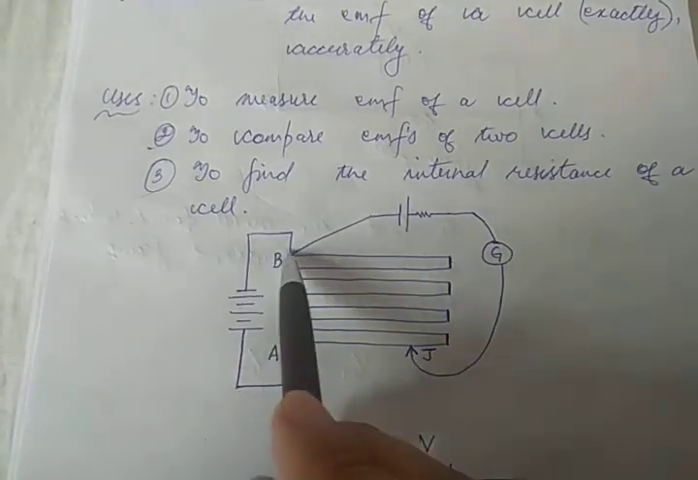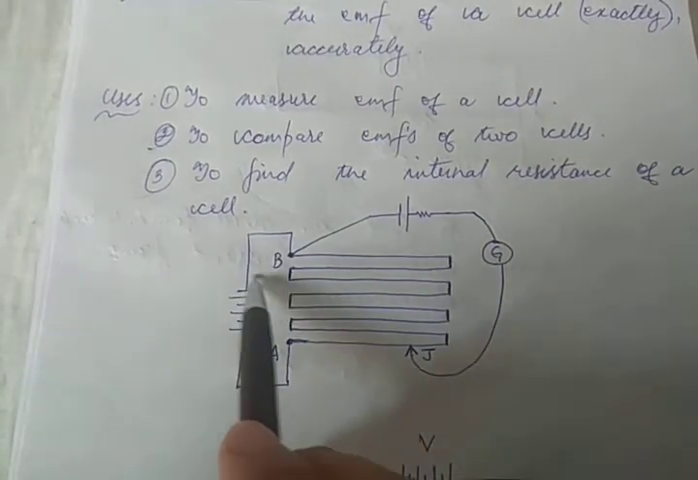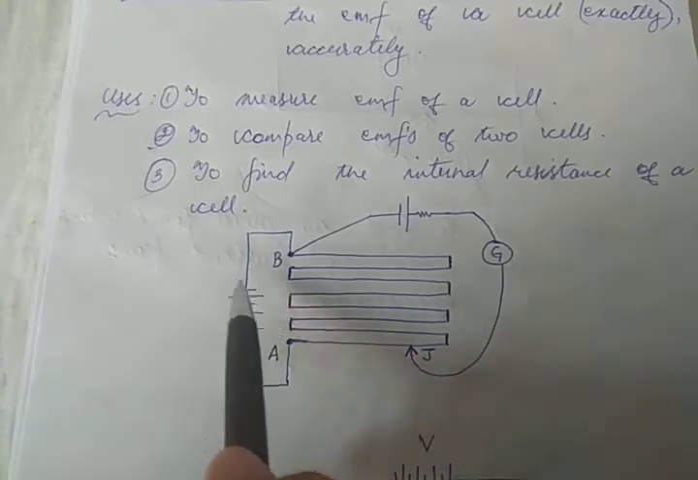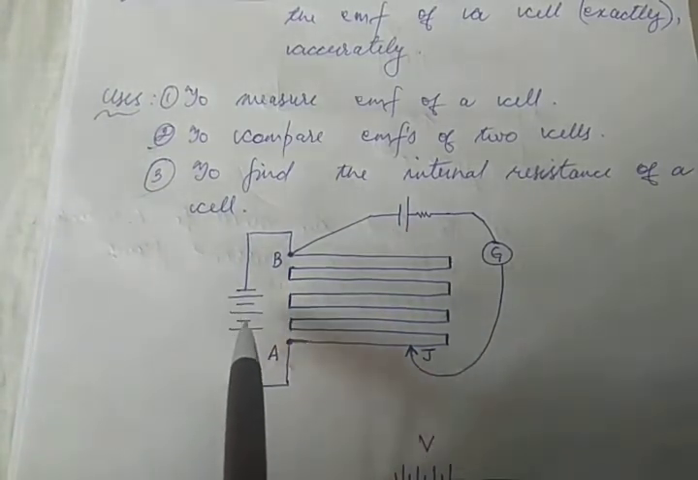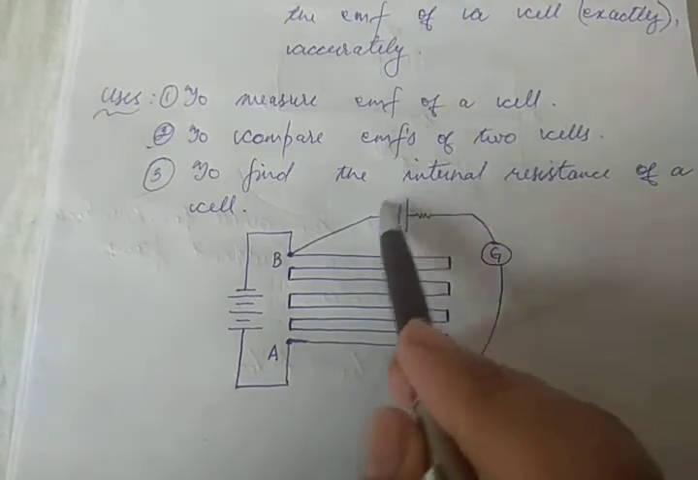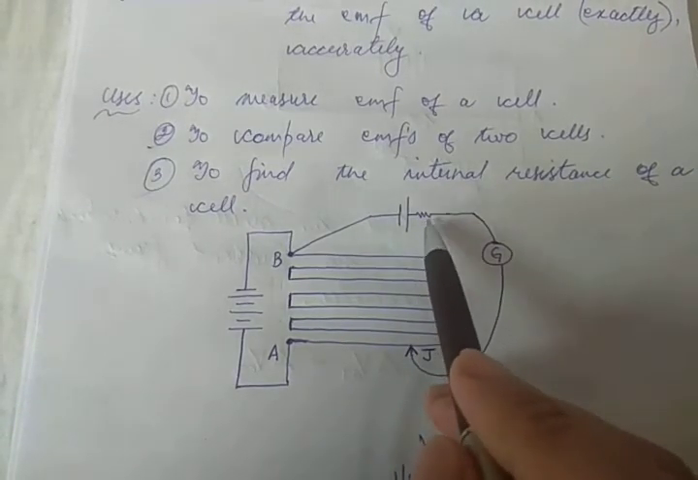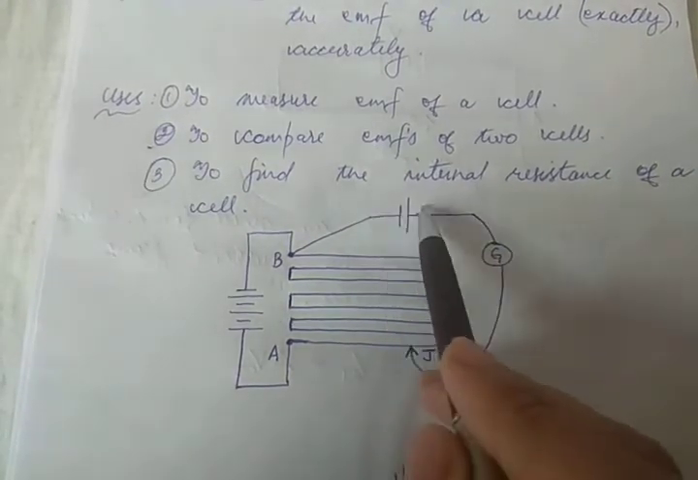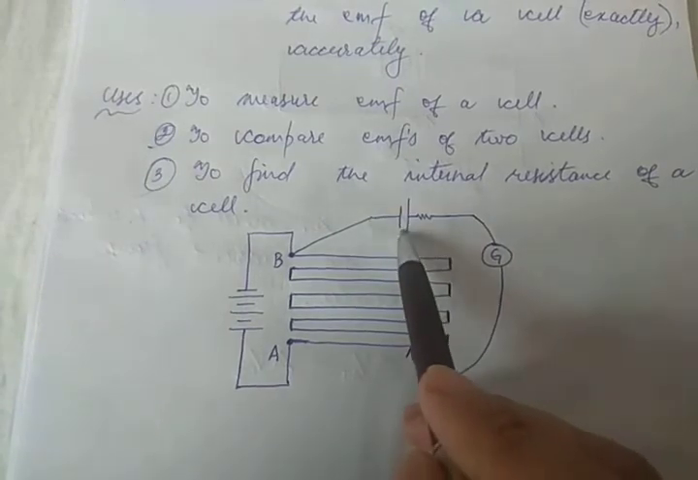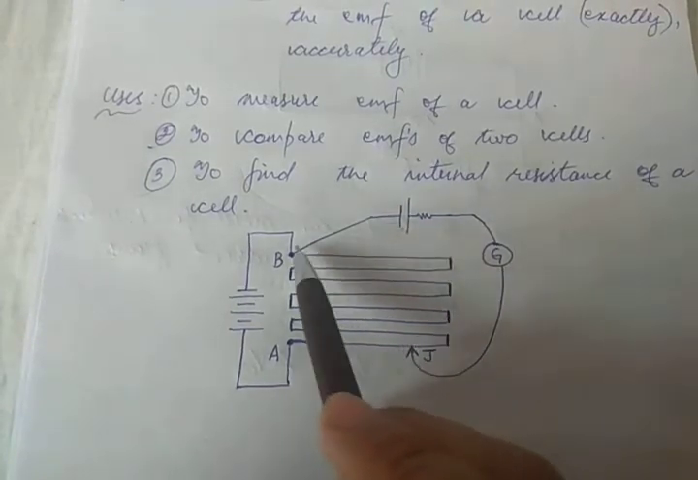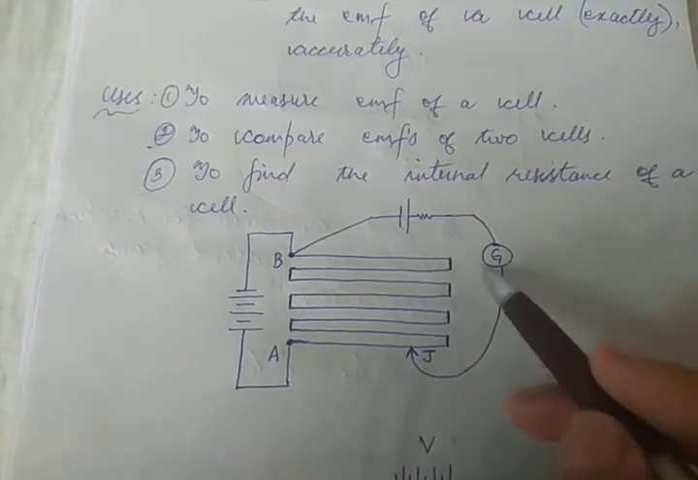This part is the external connection. This is a battery, a power source, okay, whose voltage, whose EMF you know. And this is, say for example, a cell with its internal resistance of course, okay, whose EMF value, say for example, you have to determine. All right, so this is the cell. And this is a galvanometer.